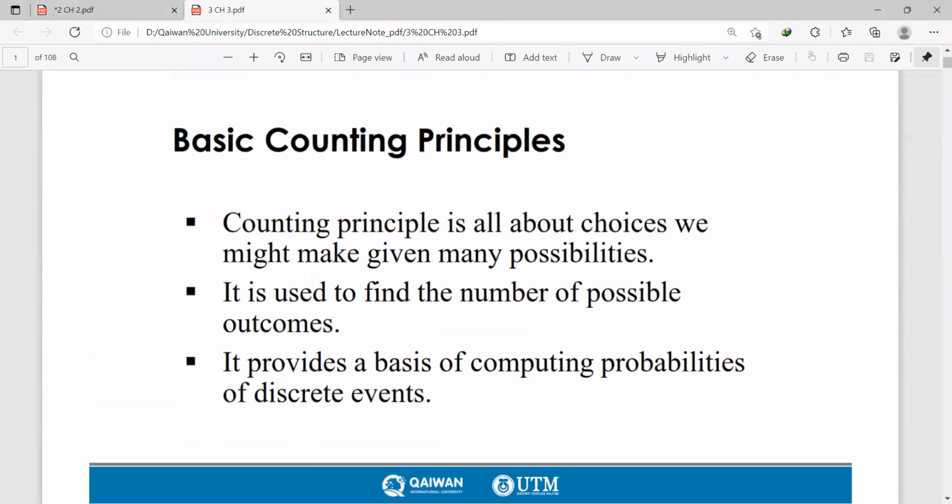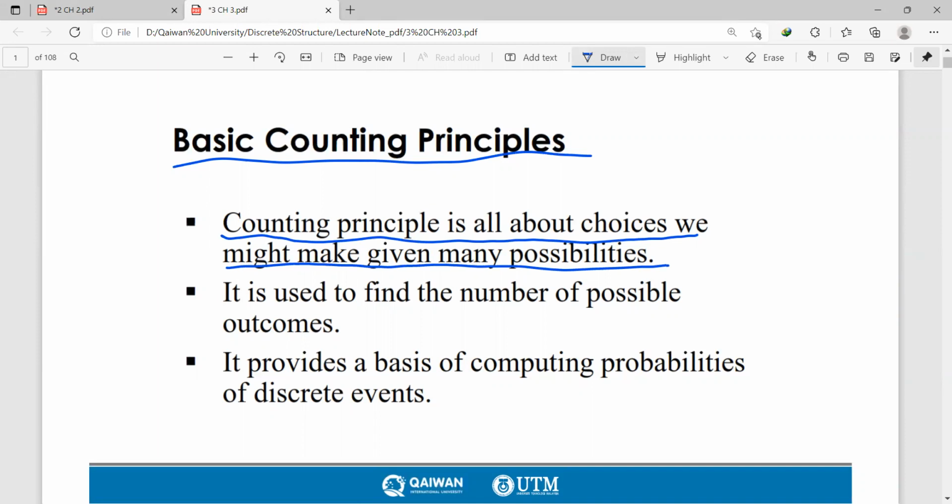For the basic counting principles, the counting principles are all about choices we might take given many possibilities. That means we are going to find all the possibilities to do something. It's used to find the number of possible outcomes, how many outcomes you have in doing something. It provides a basis for computing probabilities of discrete events.